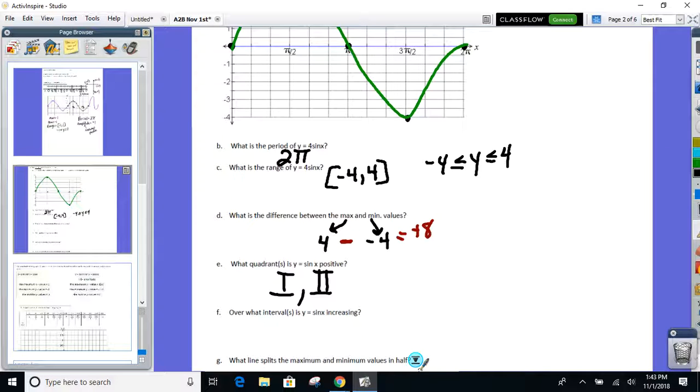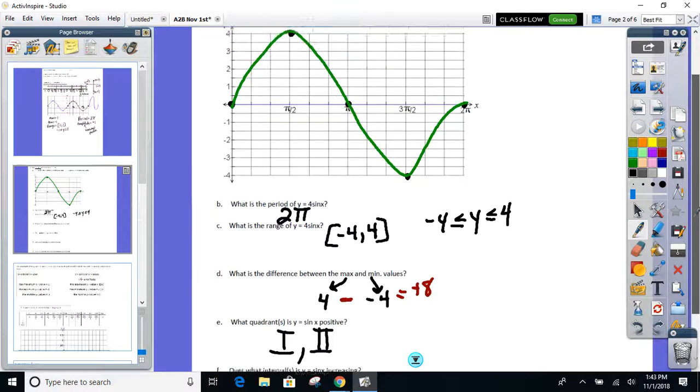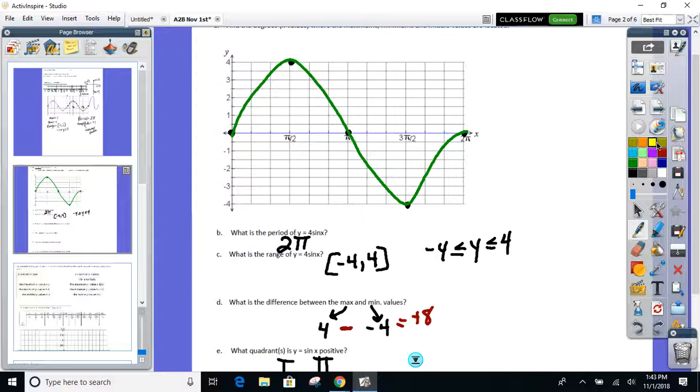Okay, over what interval is sine increasing? Oh, calm down. And I'm serious. Can anybody come up here and circle a portion of this graph where it's increasing for me?